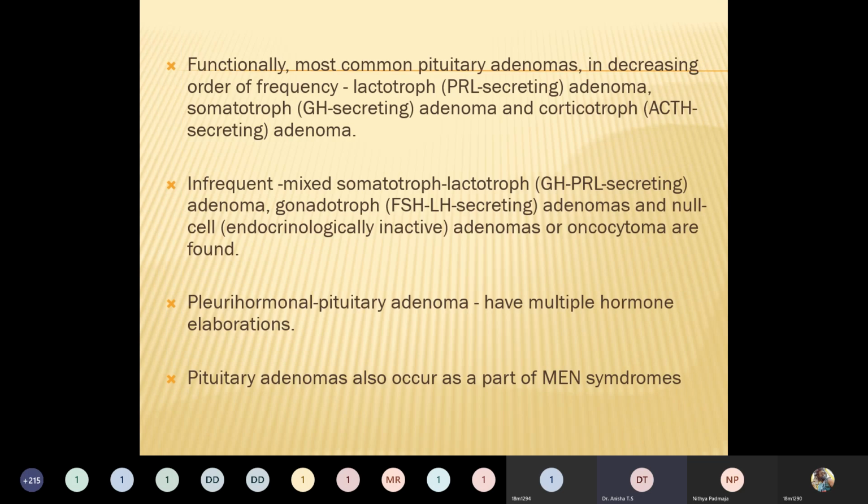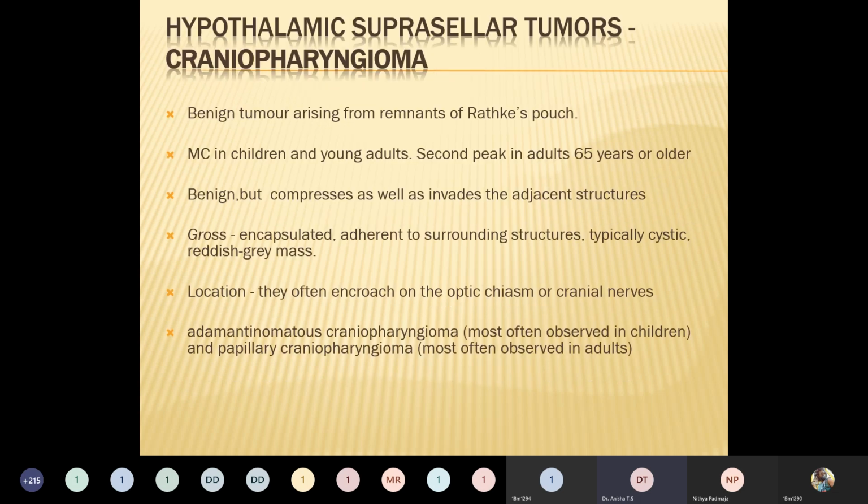Okay, so most common pituitary adenoma can be prolactin secreting, called as lactotroph adenoma, and then a growth hormone secreting adenoma, and a corticotroph or ACTH secreting adenoma. Sometimes it can be mixed also, where they secrete multiple hormones. Okay, and there's something called as hypothalamic suprasellar tumors, or one of the most common tumor is the craniopharyngioma.